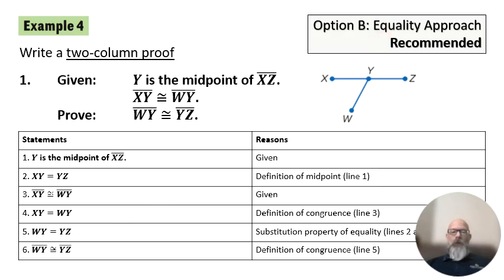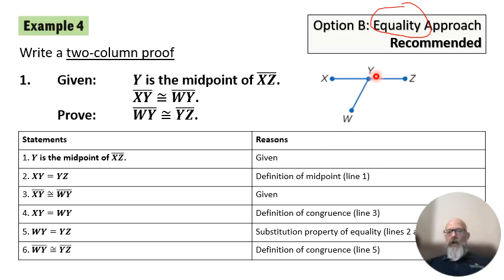Let's do exactly the same proof now, the same one, but now we'll use an equality approach. Equality is another word for equation. It's got an equal sign in it, right? Equality approach. Well, what are we going to write as the first line? Just like before, Y is the midpoint of XZ, given.